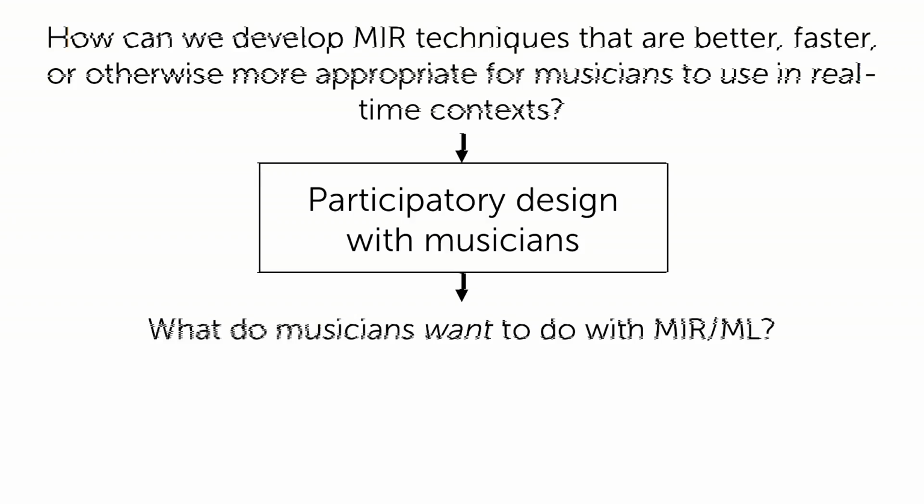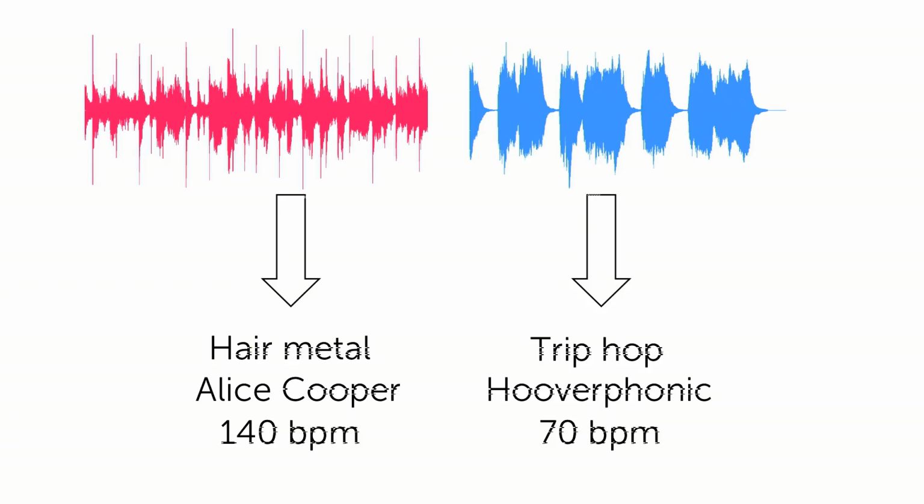Just to give you a sense of how I approached this with them, I brought in, again, that Chuck machine learning toolkit that I had just made, and a bunch of other prototypes that I'd made, and started talking about MIR research and saying, hey, we can do things like get a bunch of audio examples, and we can train classifiers, and we can get those classifiers to label the audio. We can label things about, hey, is this hair metal or trip hop, or is this Alice Cooper or Hooverphonic, or what's the tempo, or what are the chords, and so on.